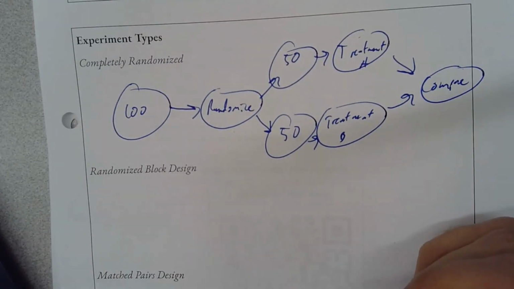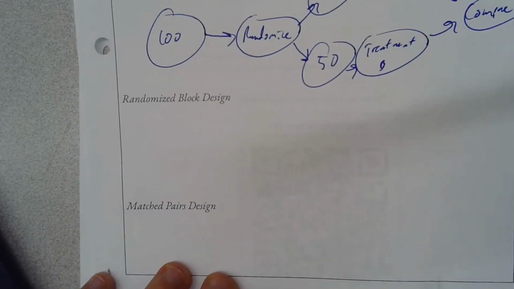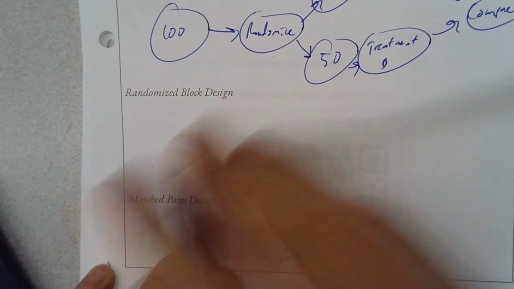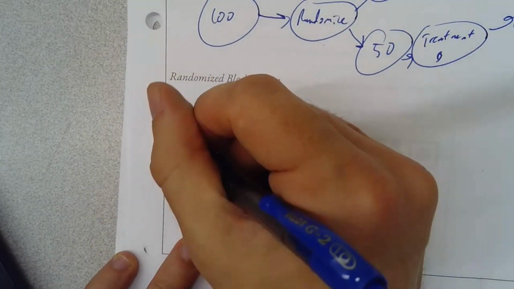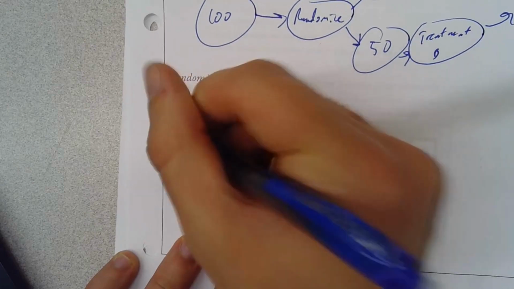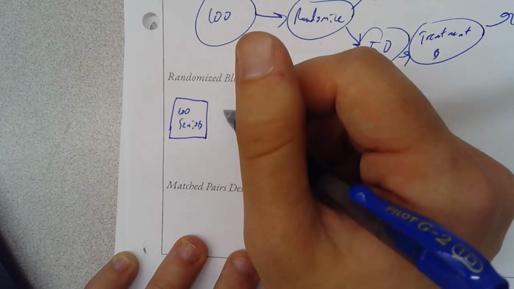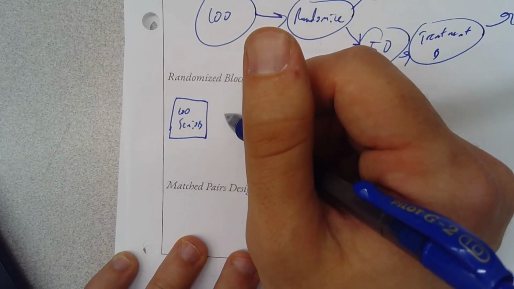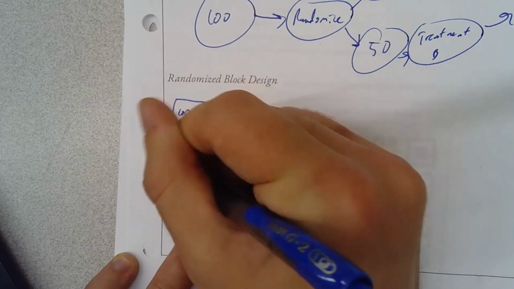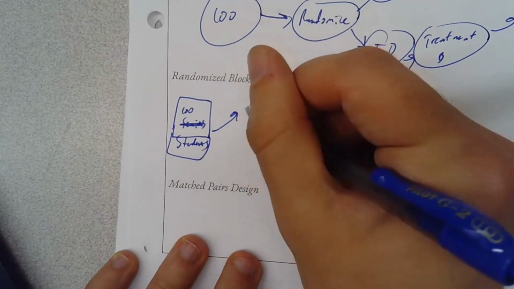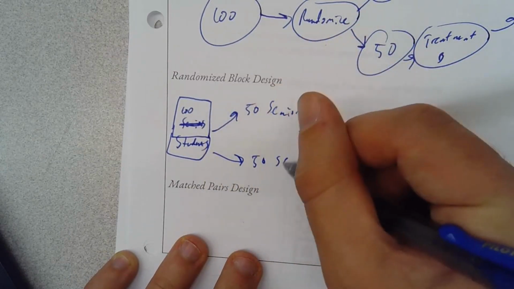That's completely randomized. For randomized block design, it's similar. The difference is you're going to split them into subgroups before you do this part. You're going to do this, but you got to split them into subgroups first. So let's say you had 100 students, and you split them into like 50 seniors and 50 juniors, right?